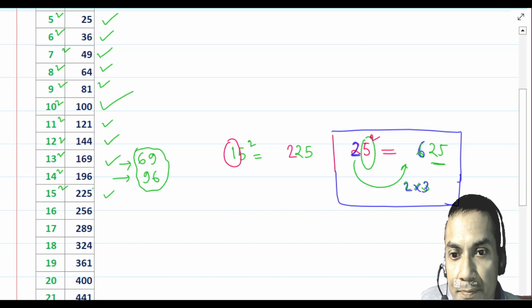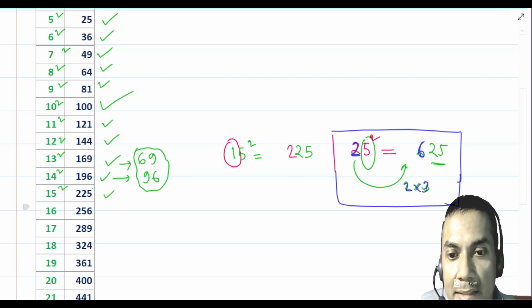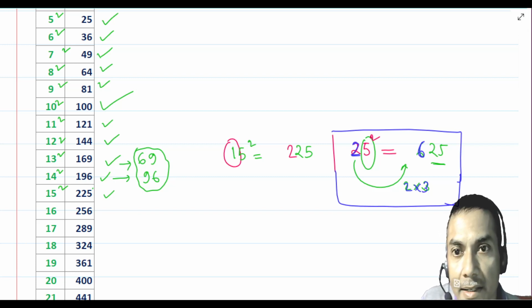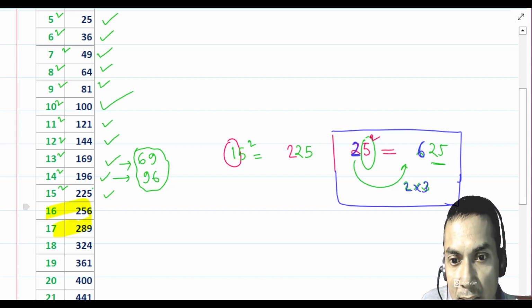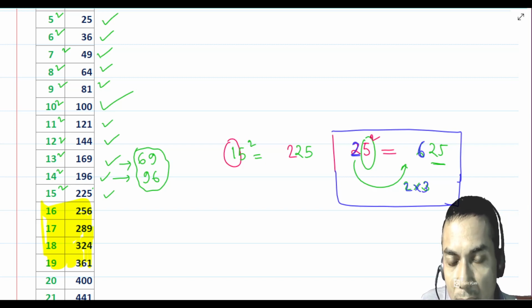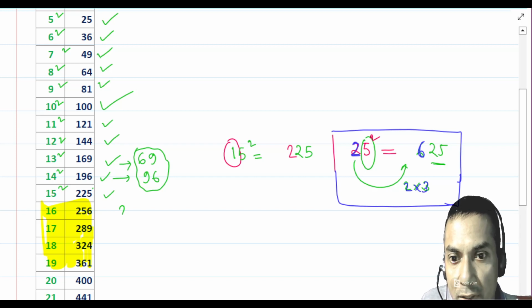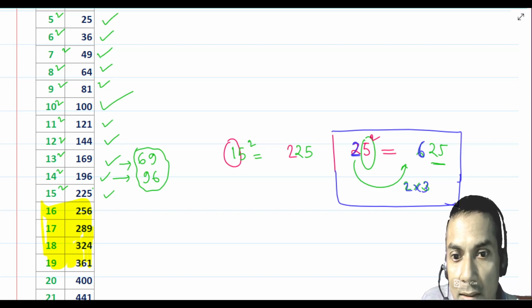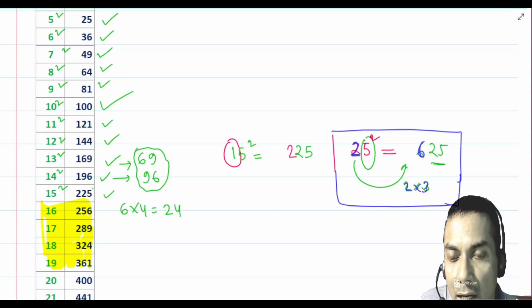But remember 13 and 14, 69 and 96. Then 16, 17, 18, 19. This is a group. How can you remember 16, 17, 18, 19? Look, you have to multiply the 5 and the middle term: 16, 6. You have to multiply 6 into 4. 6 into 4, how much? 24. And here you add plus 1, you get 25.